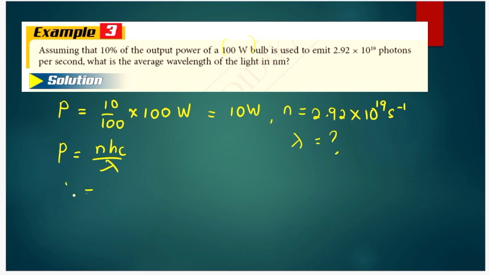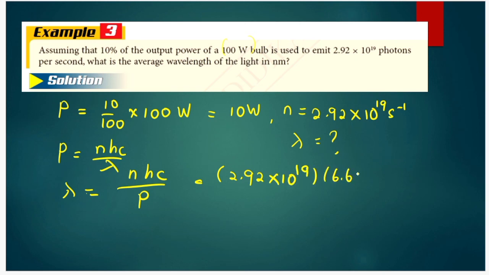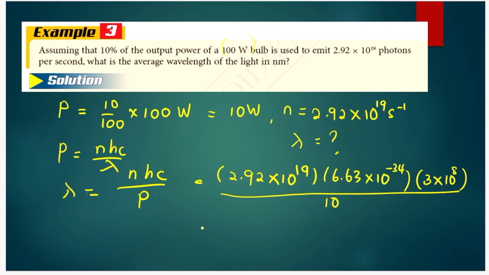Using the formula of power, P equals nhc divided by lambda, thus lambda equals nhc divided by P. Substitute the value of n, Planck constant, speed of light, and power. We get the answer 5.81 times 10 to the power of -7 meter.